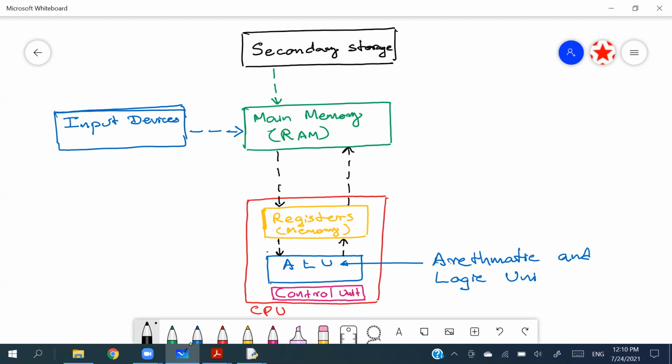Once we save it, it can be saved into the secondary storage, or else we can send these results into the output devices as well. Right? So this is what we call von Neumann architecture, right?